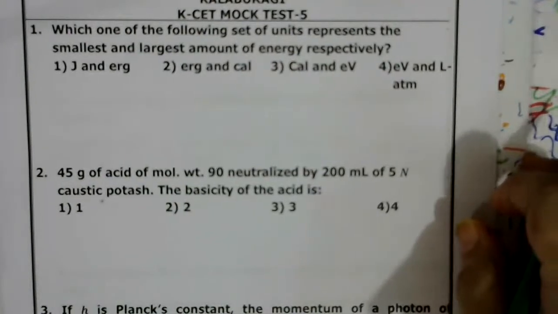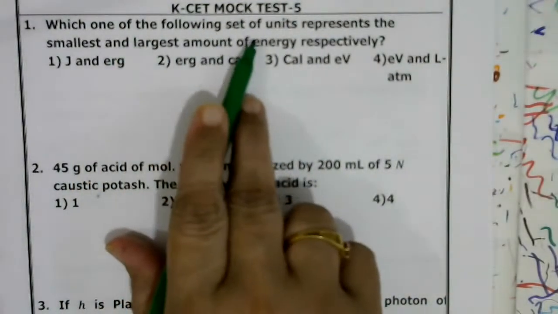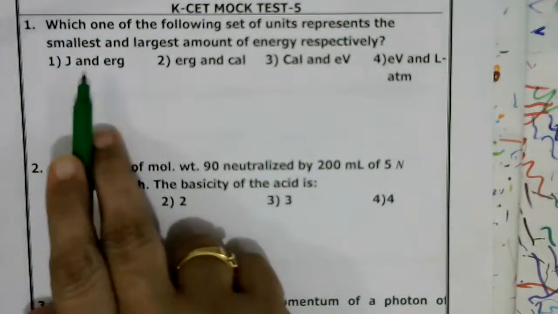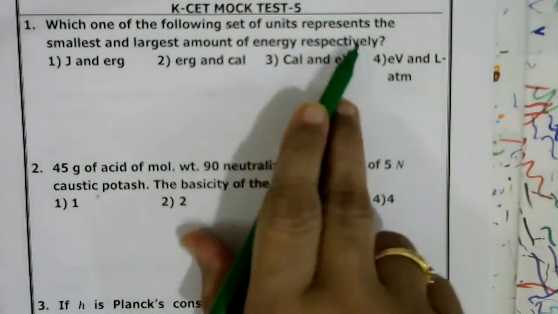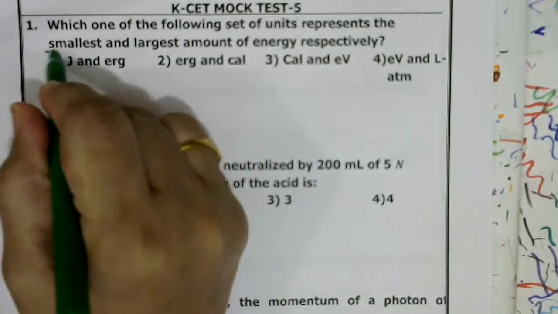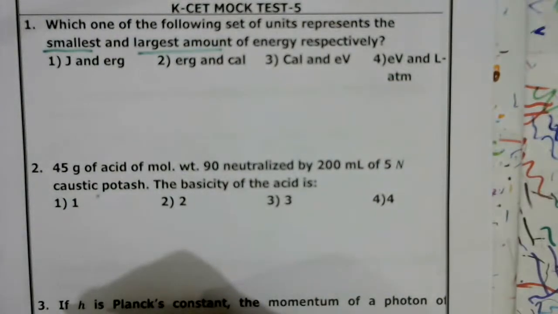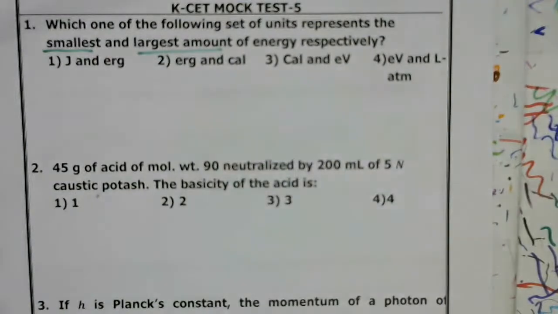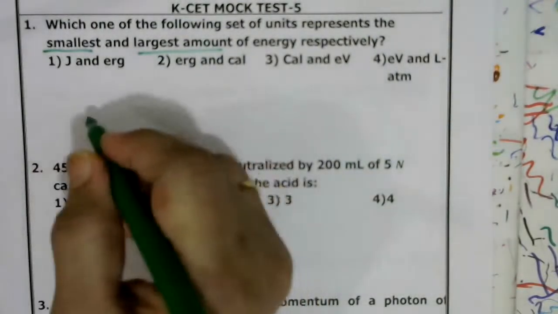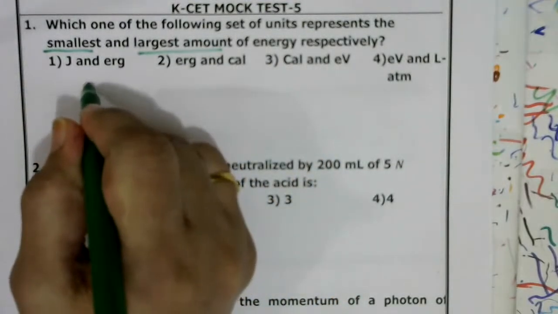Question number 1. Which of the following sets of units represents the smallest and largest amount of energy respectively? They are asking what? Smallest and largest amount of energy respectively. Have you remembered, children, that one electron volt, we will write the individual values, then we'll go for identifying the answer.